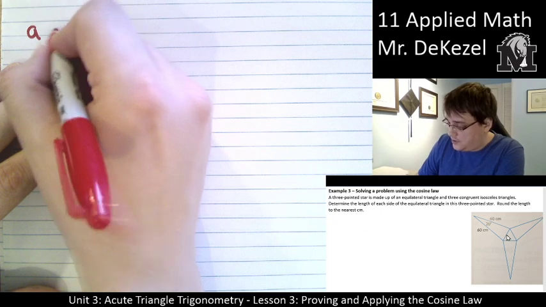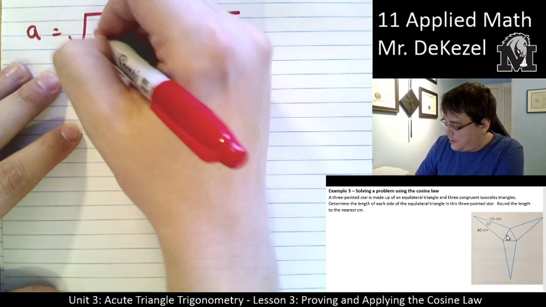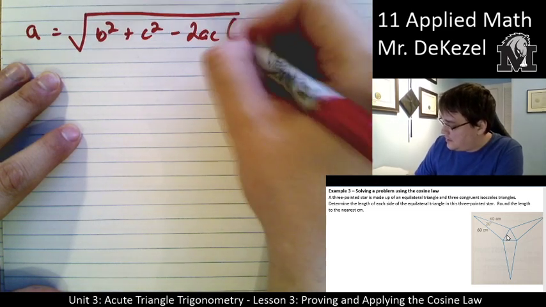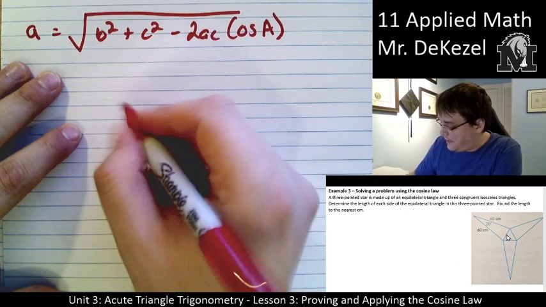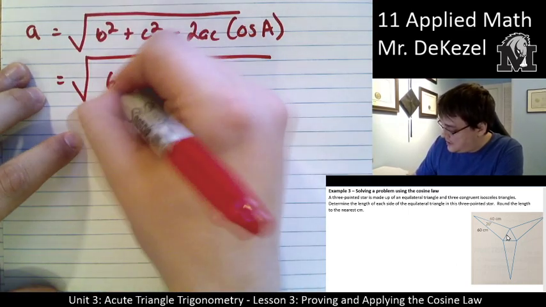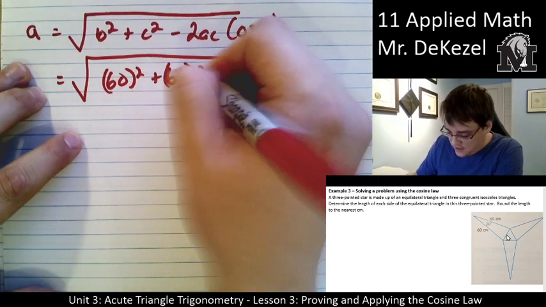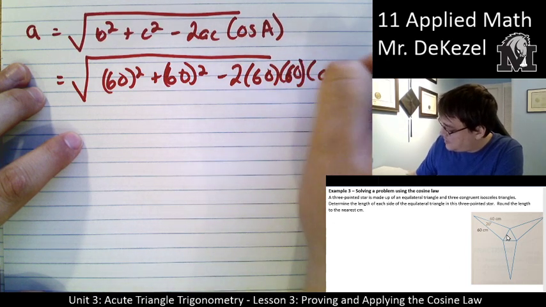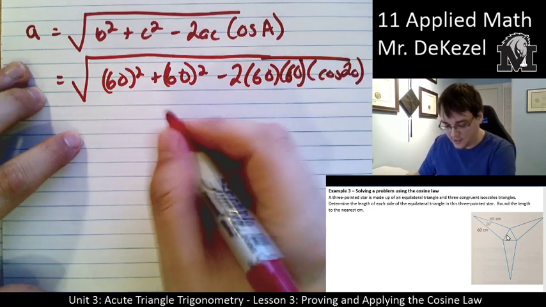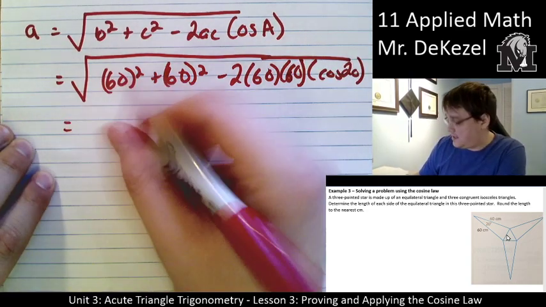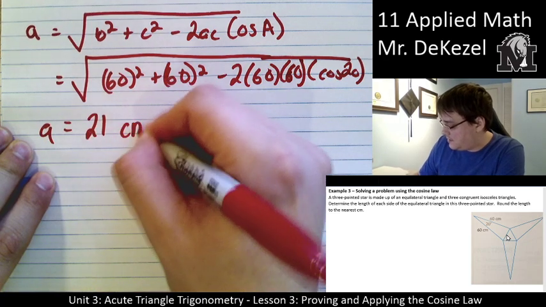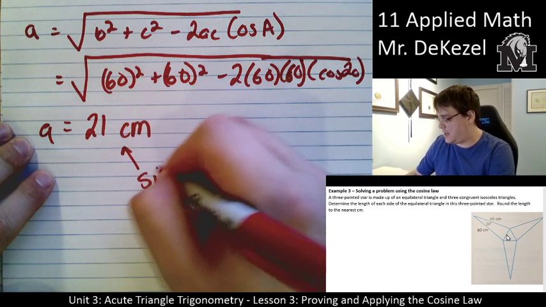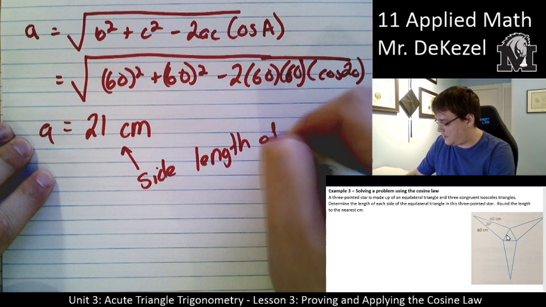And it will be equal to the root of b squared plus c squared minus 2bc times the cosine of A. That's equal to the root of 60 squared plus 60 squared minus 2 times 60 times 60 times the cosine of 20 degrees. And what we found out is that A would be 21 centimeters. So each of the three sides is 21 centimeters. Side length of the triangle.